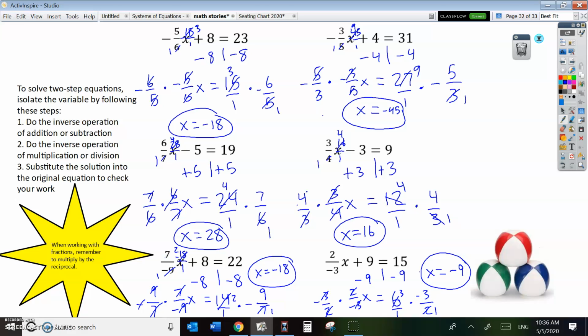Substitute negative 9 in here for the variable in the original equation. Cancel the negatives. Cross cancel, the 3 becomes a 1. That becomes a 3. 2 times 3 is 6. 6 plus 9 is 15.